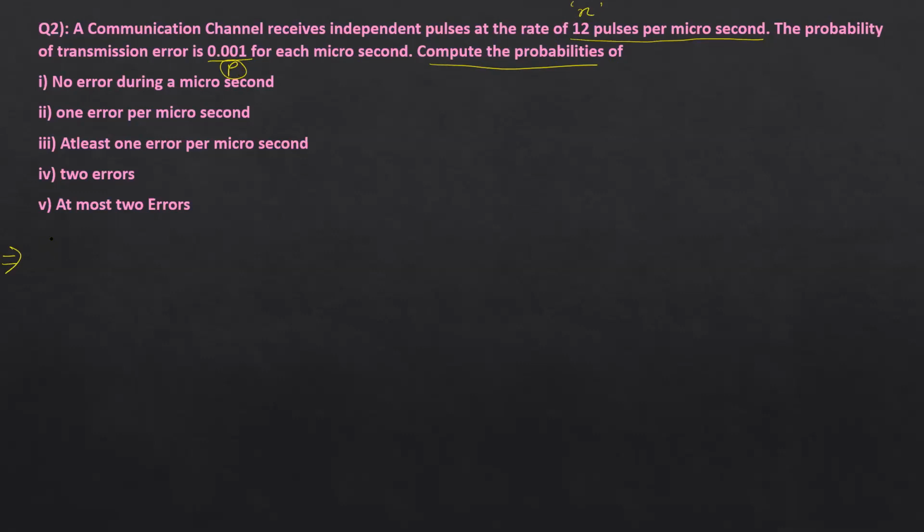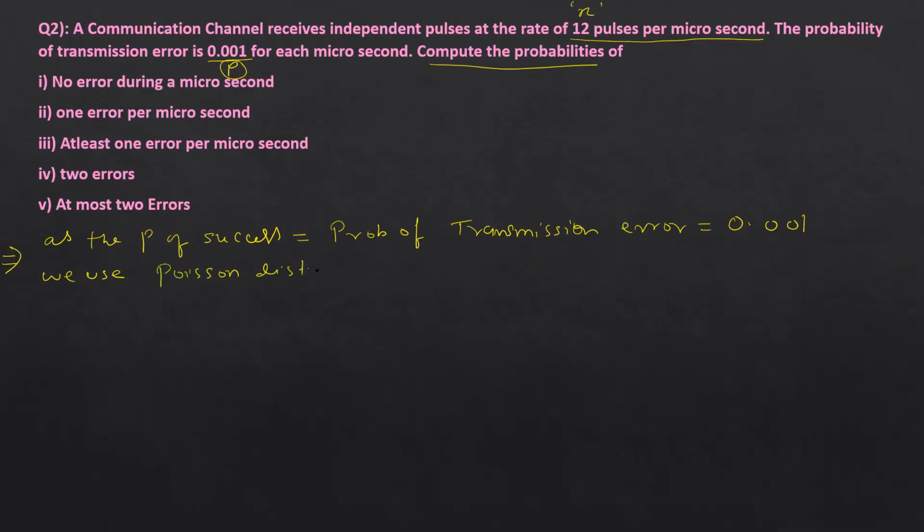So I can put it in this manner: the probability of success. In our case, the probability of success means the probability of transmission error, which is actually very close to 0. So we use the Poisson distribution.